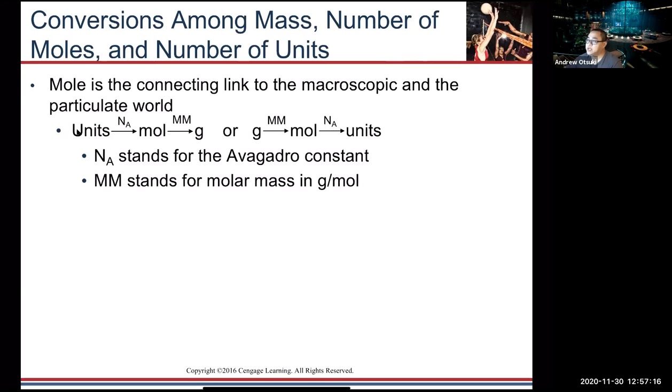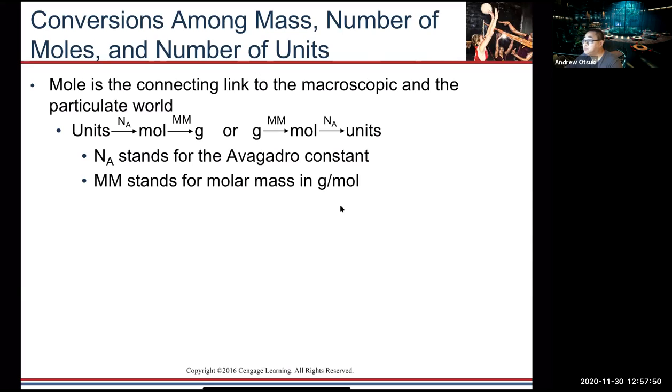If you're going from units to moles, you're going to be using Avogadro's constant as your conversion factor. Now, if you're going from moles to grams, you're going to use the molar mass. And conversely, grams to mole, you just divide by the molar mass. Mole to units, multiply by Avogadro's number. Units to mole, remember, units is that really large number, so your mole value should be much smaller. So you're going to divide by Avogadro's number to get to mole.